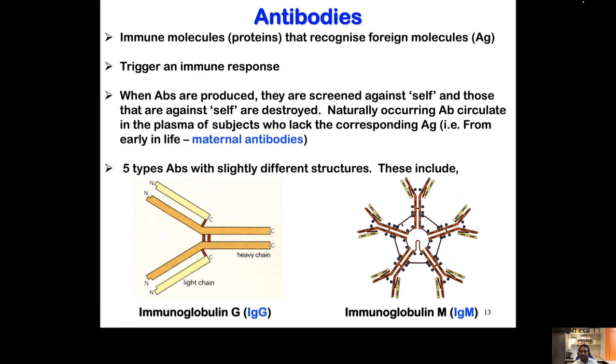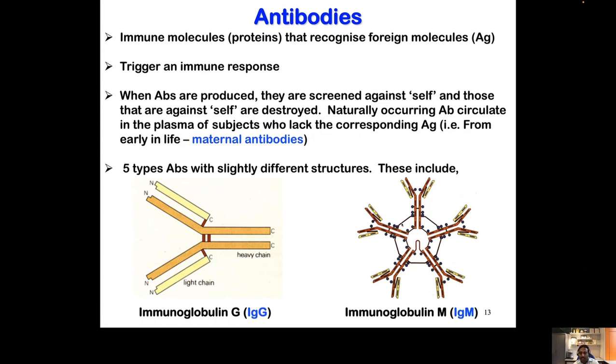And the naturally occurring antibodies will circulate in the plasma of subjects who lack the corresponding antigen. So only some antibodies, particularly for ABO blood groups, the naturally occurring antibodies will be circulating in the body all the time. We will talk about that in more detail a little later. So these antibodies are called maternal antibodies. Okay, so normally these antibodies are produced from fetus or immediately after birth, and these antibodies will be circulating in our body all the time, or the memory cells will be circulating to produce these antibodies constantly throughout our life.